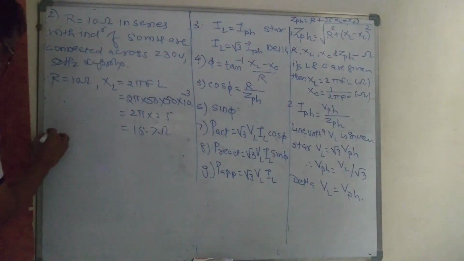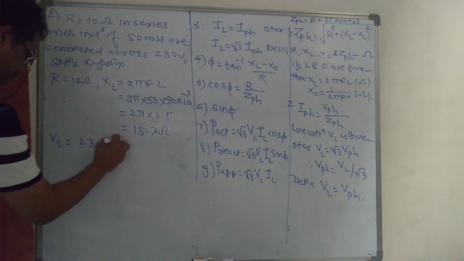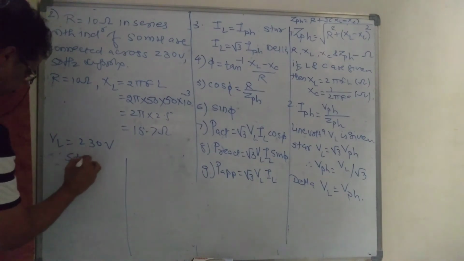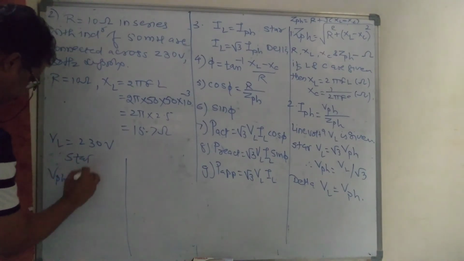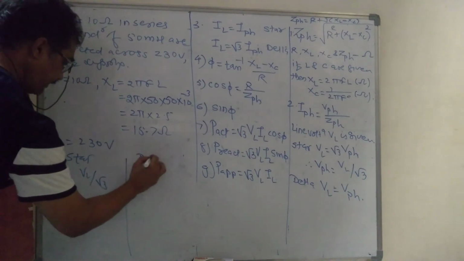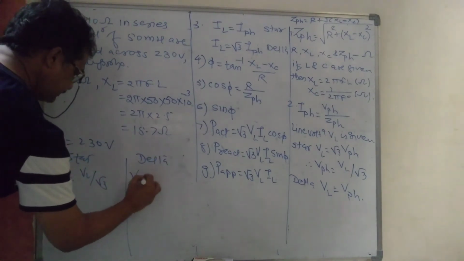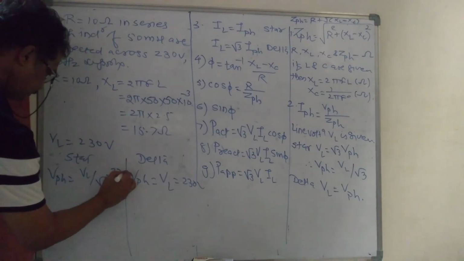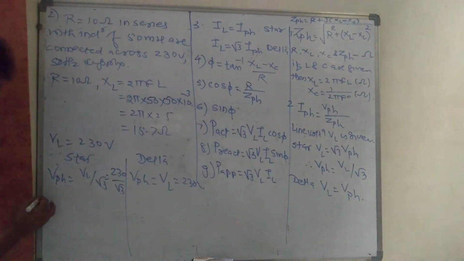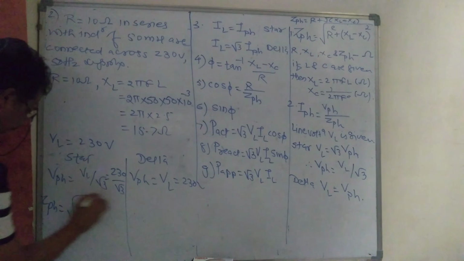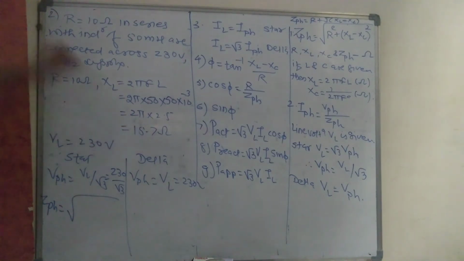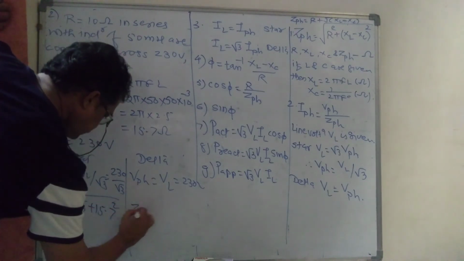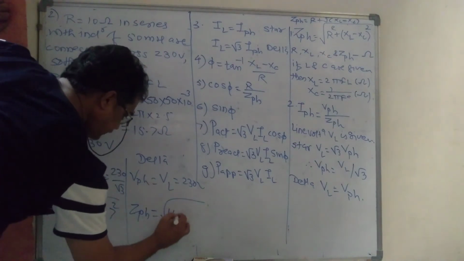The given voltage is line voltage, VL is equal to 230 volt. Now for star, VPH is equal to VL by root 3, and for delta, VPH is equal to VL. Then ZPH is under root of R square plus XL square, and here also ZPH is equal to under root of R square plus XL square.